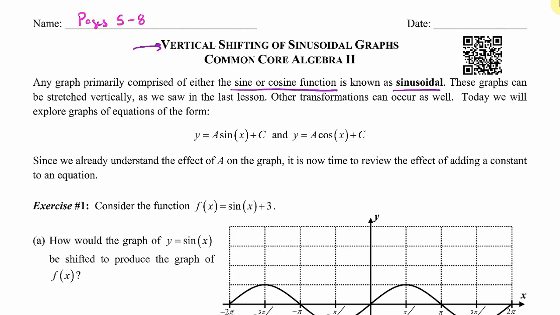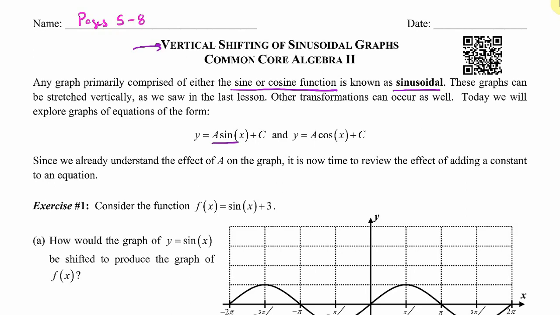These graphs can be stretched vertically. We saw that in the last lesson. That's what the value of A, the coefficient out front, affected, the amplitude. Other transformations can occur as well. Today we will explore graphs of the equations of the form y equals a sine of x plus c and y equals a cosine of x plus c.